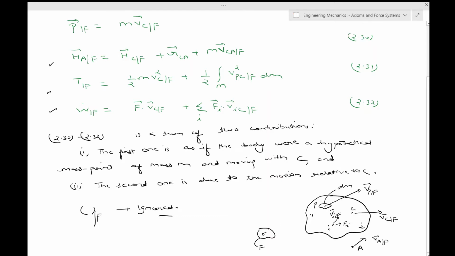Okay, so this is R_P, this is R_A, this is R_CA, and this will be R_PC. Now this is how you have to see equations 2.29 to 2.32. I think all of the things are drawn.